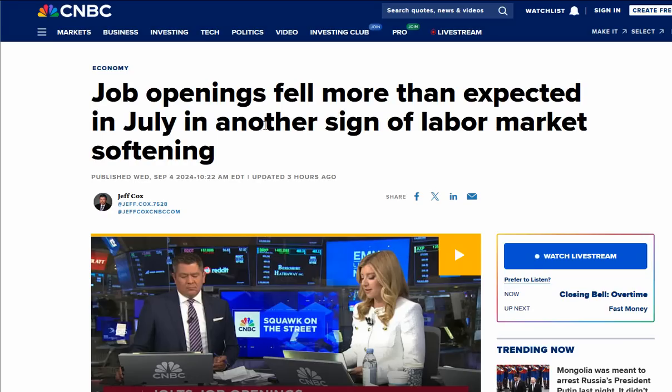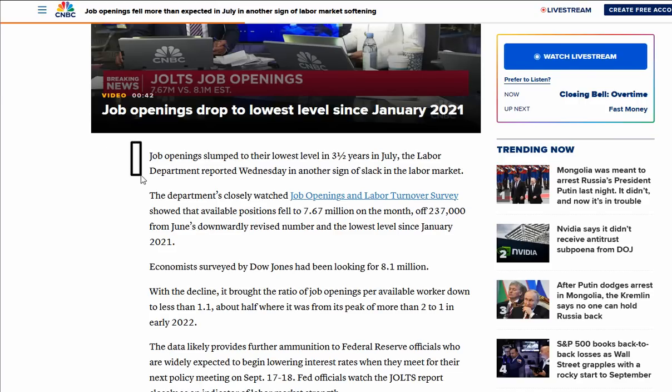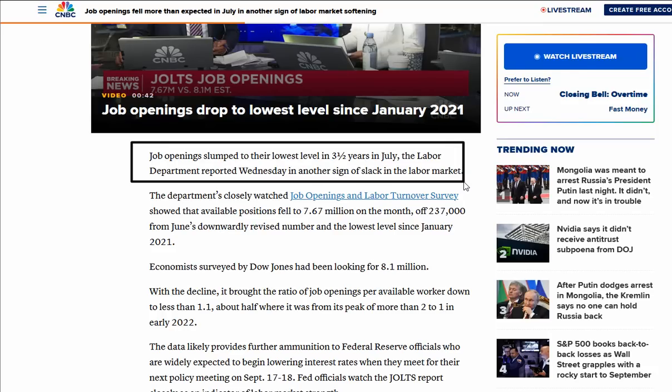Now we're seeing job openings falling more than expected in July, showing further weakening in the labor market. Job openings sank to the lowest level in 3.5 years in July. Warning signs. We're about to get the jobs report. Warning signs that recession is coming. Eventually, you're going to see the negative jobs show up. A warning sign that we're about to move into recession. Eventually, that's going to happen. One of the jobs that are being created are government jobs. Again, artificially being propped up by the government because we're in an election year.